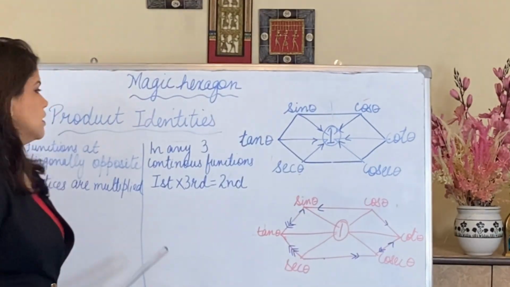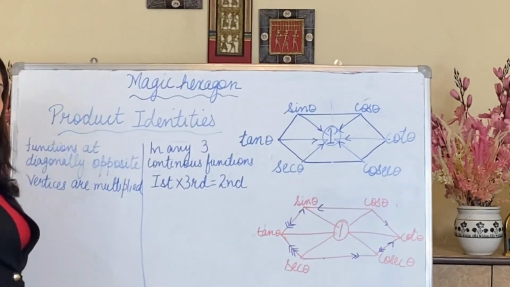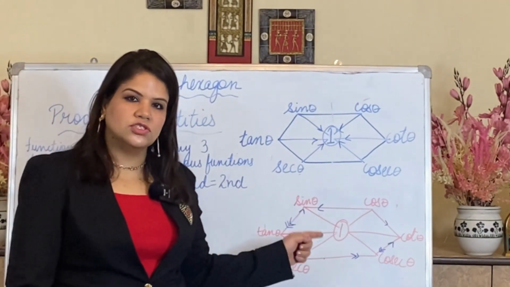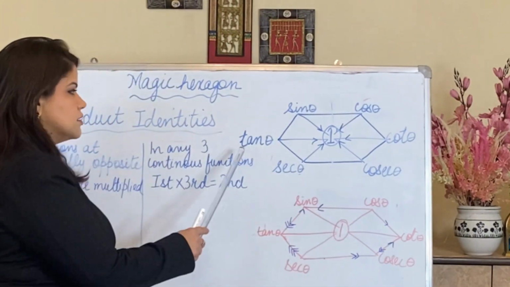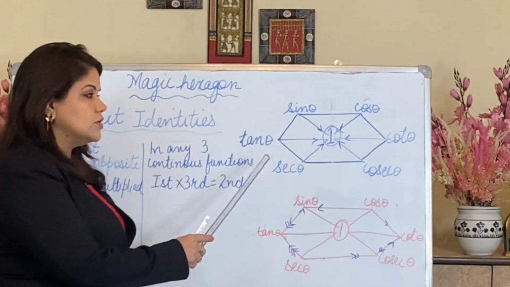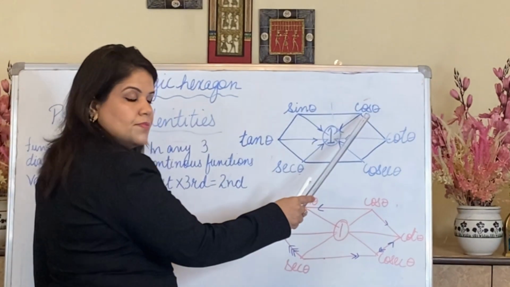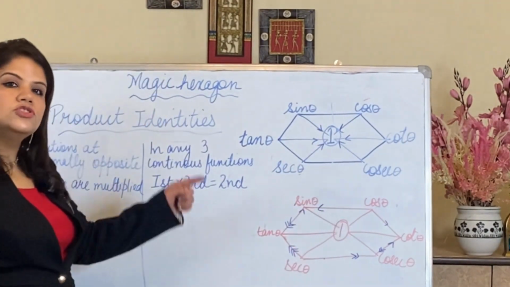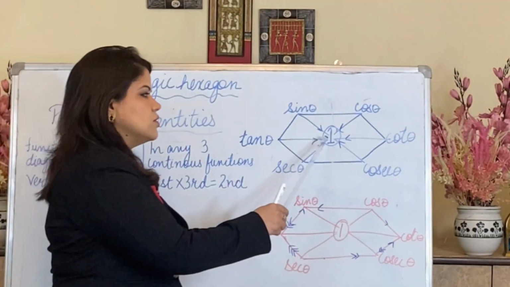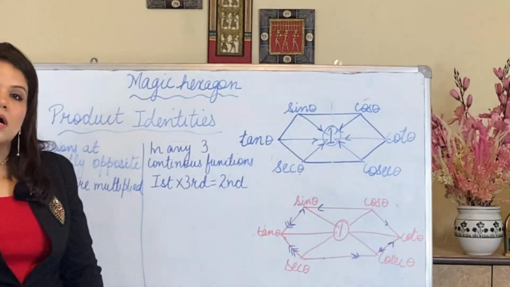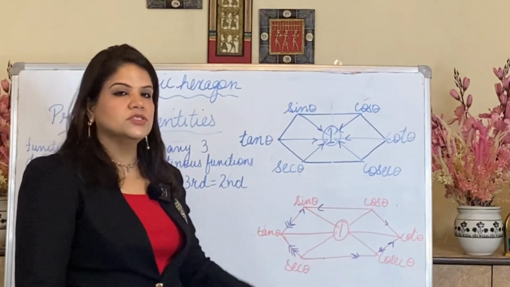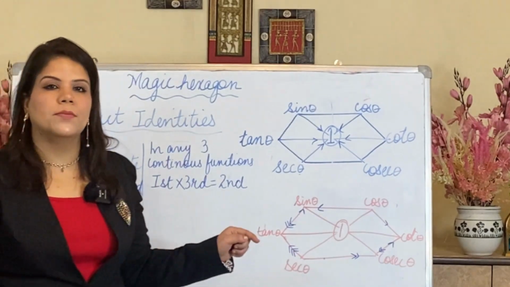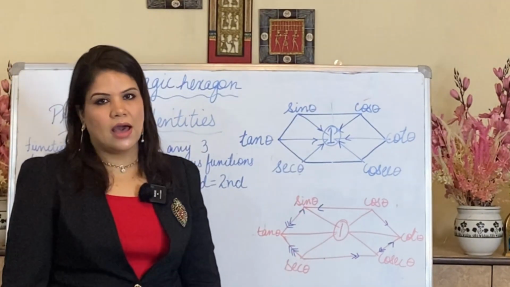Now I will be taking product identities using this magic hexagon. How did we name trigonometric functions in this magic hexagon? We started from tan. Tan is equal to sine by cos. All the p's will come on the right side. We will join the diagonals and we will write 1 here. The other thing which you have to remember in this magic hexagon is these arrows. For these types of identities, you need to remember these arrows.